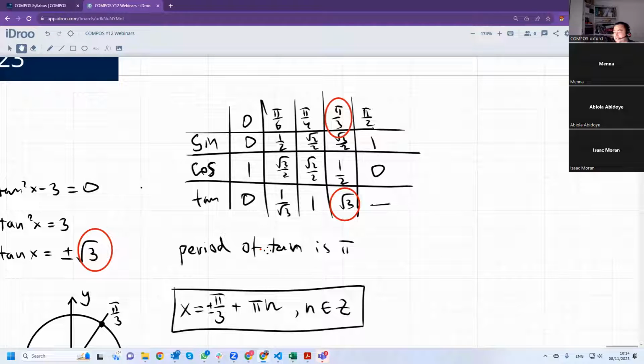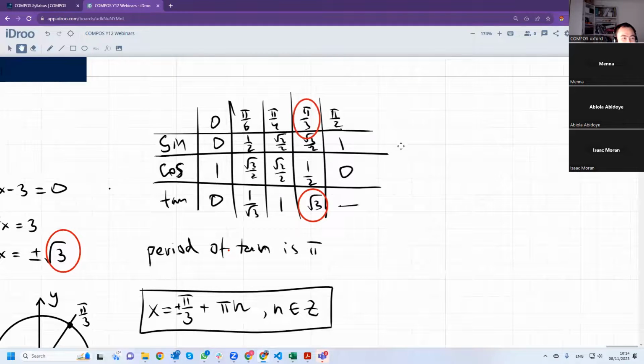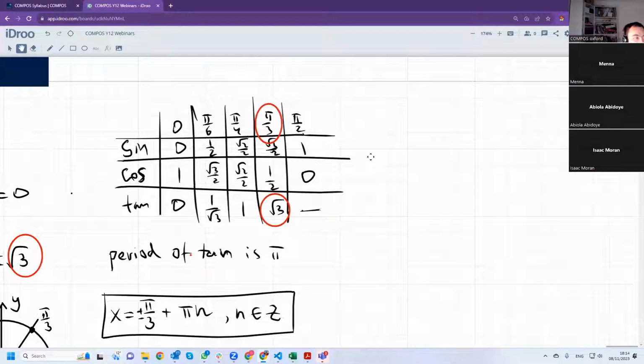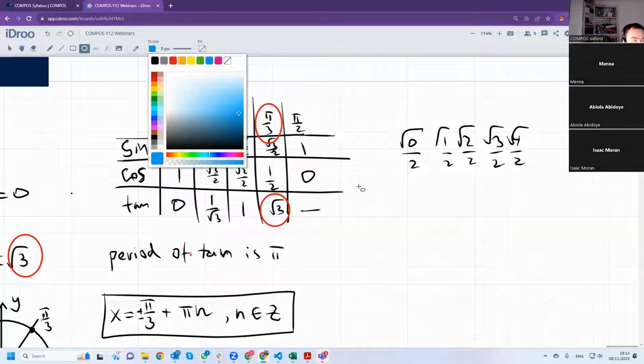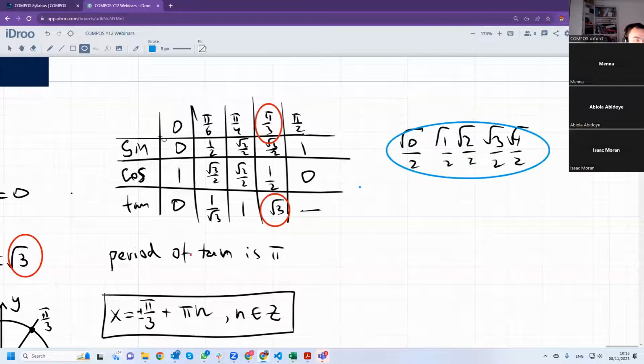Yes, there is a trick, Neil. Thank you. That is a very good one. You write 0, 1, 2, 3, 4, divide by 2, and then you take the square root. And that gives you the same thing as here. So this is the same thing as this. Okay.